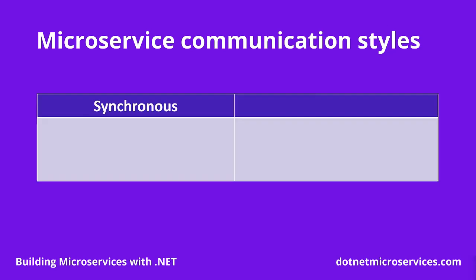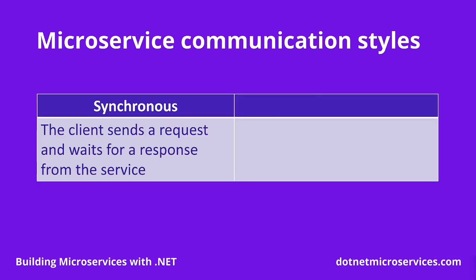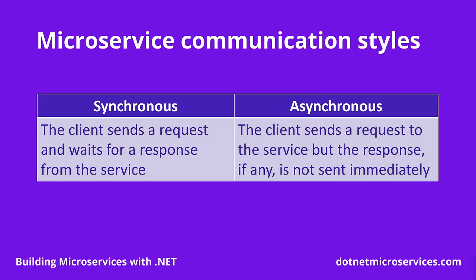There are basically two ways you can communicate with microservices. The synchronous style, where the client sends a request and waits for a response from the service, and the asynchronous style, where the client sends a request to the service, but the response, if there's any response, will not be sent immediately. So far, we have been using the synchronous communication style when interacting with our services via Swagger UI and Postman. And in this lesson, we will explore how to use it for inter-service communication. We will learn about the asynchronous communication style in a future lesson.